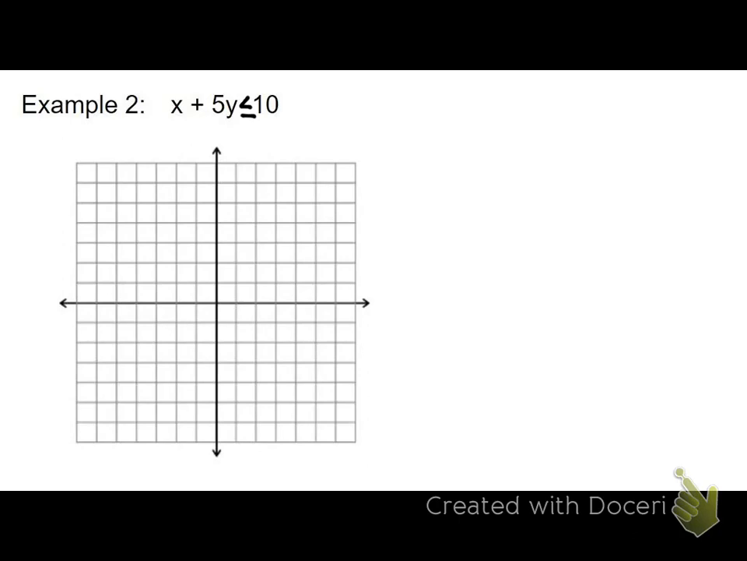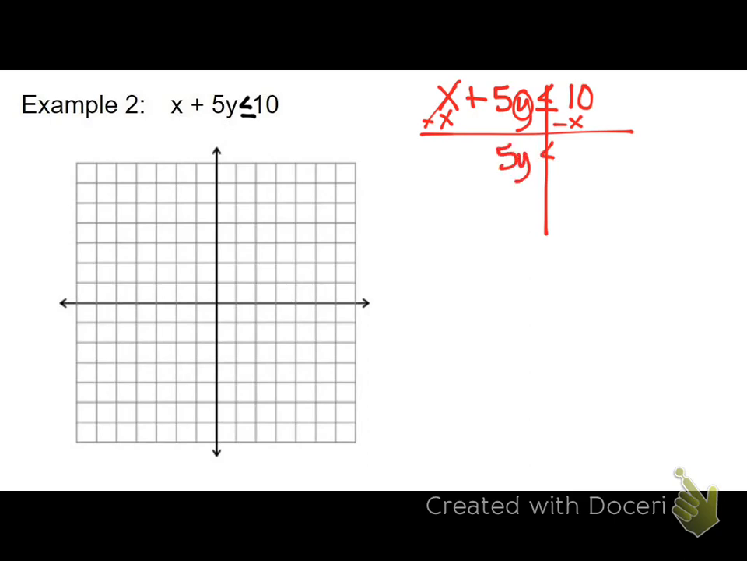Okay, so again, we're solving for y. So we're going to get it in slope-intercept form. So if I'm solving for y, I circle my y. How do I get the y by itself? What do I do first here, Josh? Minus x on both sides. Rewrite my inequality. So I have 5y is less than or equal to, and what do I have on my right side? Negative x plus 10.